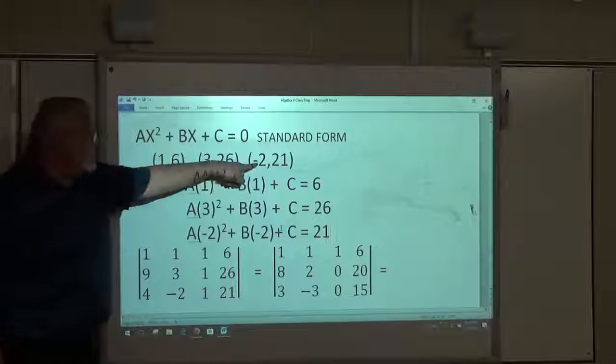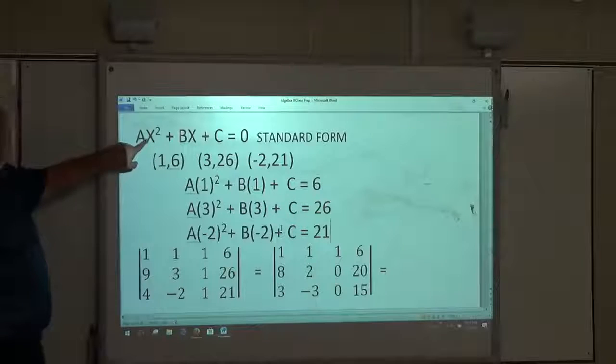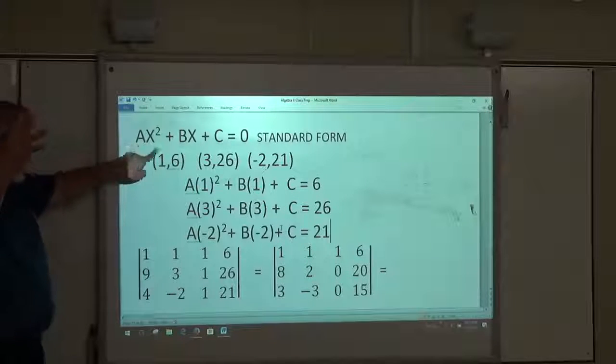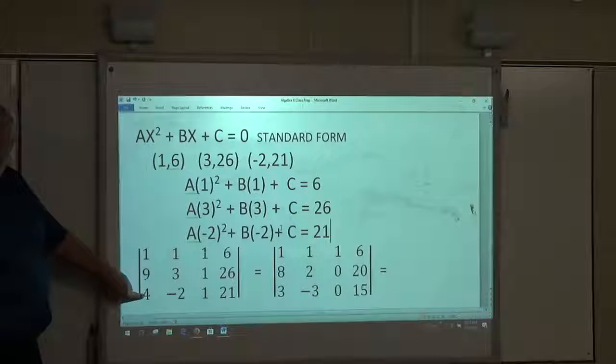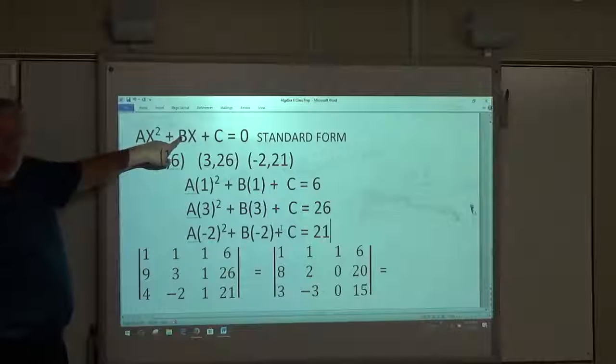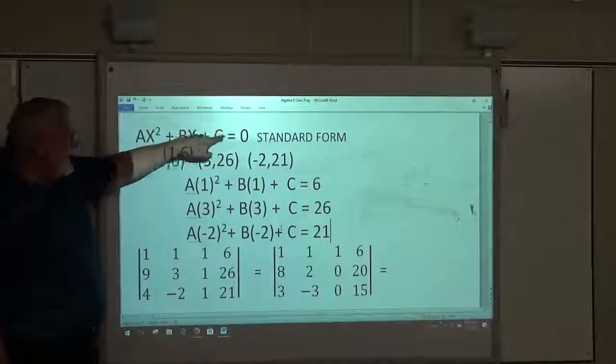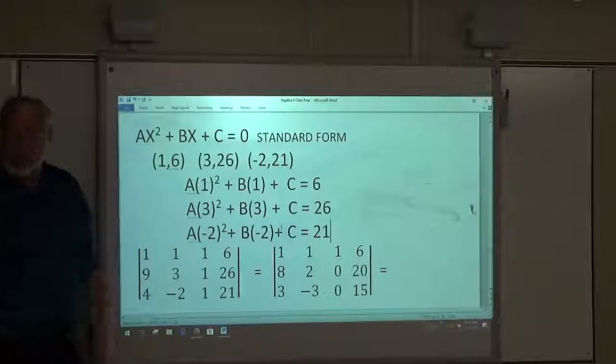And now the third one is negative 2. What's negative 2 squared? 4. Right? That's there's your 4. And then minus 2b plus c equals the 21.